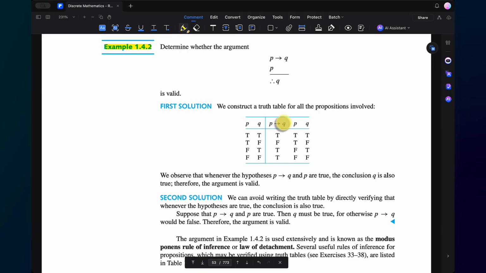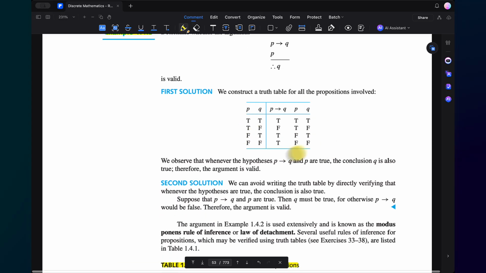So here we see P implies Q is true in this case, true in this case, and false in this case. True, false implies false. False, true, those are both true, and so on. So we write down this truth table, and you can observe that whenever the hypotheses P implies Q and P are both true, then the conclusion Q is true. How do we observe that? You look at this, this, and this, and now we're looking at P being true, so that would be this one. The only one that corresponds to that is this one.